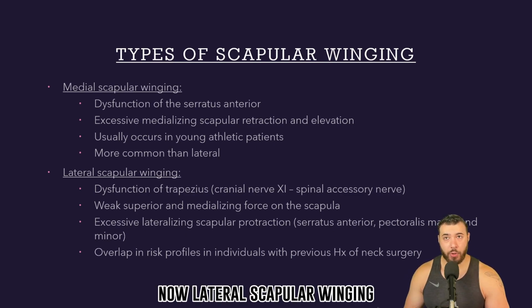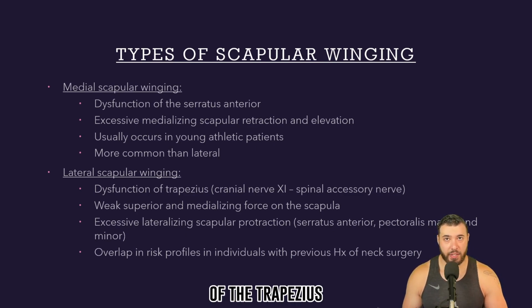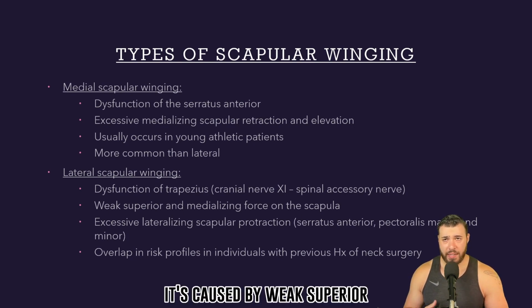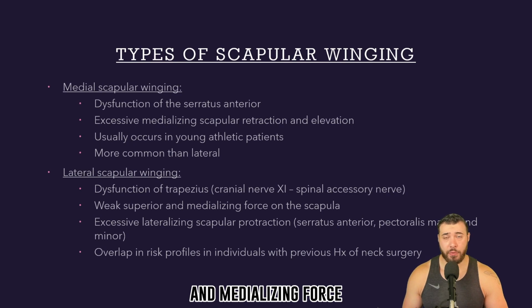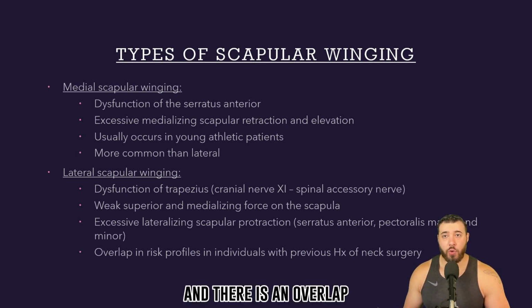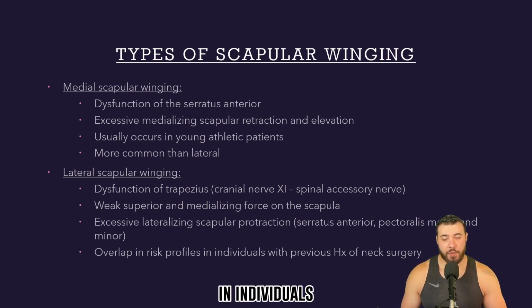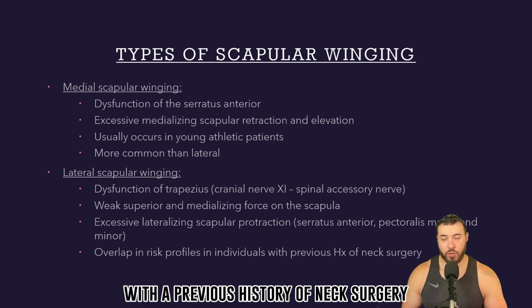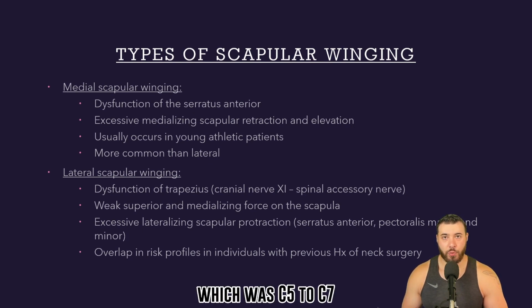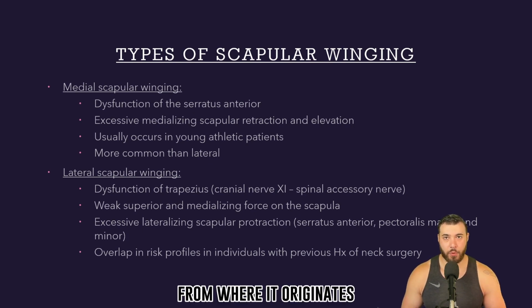Now, lateral scapular winging is usually a dysfunction of the trapezius or cranial nerve 11, which is the spinal accessory nerve. It's caused by weak superior and medializing force on the scapula and excessive lateralizing scapular protraction, so serratus anterior, pectoralis major, and minor. And there's an overlap in risk profiles in individuals with a previous history of neck surgery. That's why we mentioned the spinal accessory nerve, or the long thoracic nerve in that case, which was C5 to C7 from where it originates.